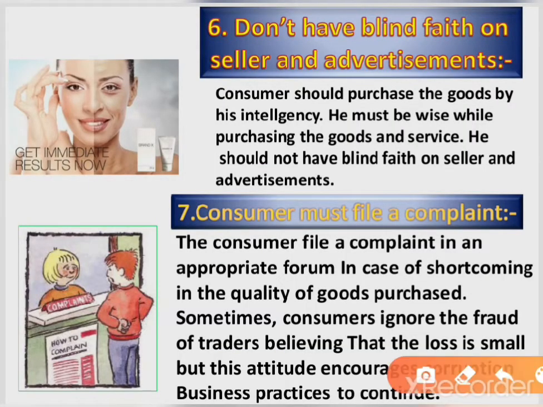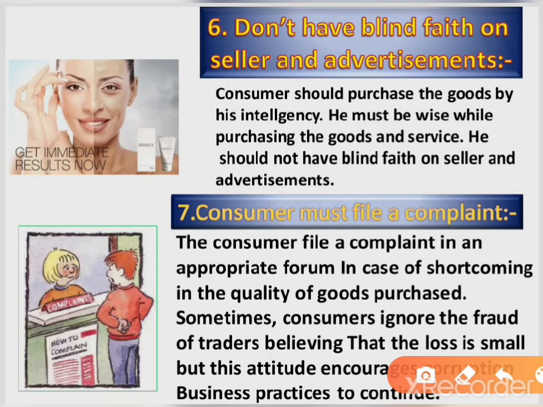Sixth responsibility is don't have blind faith on seller and advertisement. The consumer should use his own mind while purchasing any good or availing any service. He or she should not blindly trust the seller or advertisements. Like in this picture, it is shown that by using this beauty cream, your skin will be glowing immediately, or you will get immediate results or within few days. So, the consumer should use his own mind and should not trust the seller or advertisements.